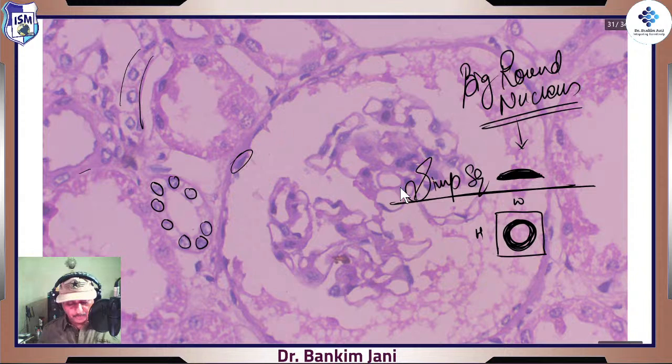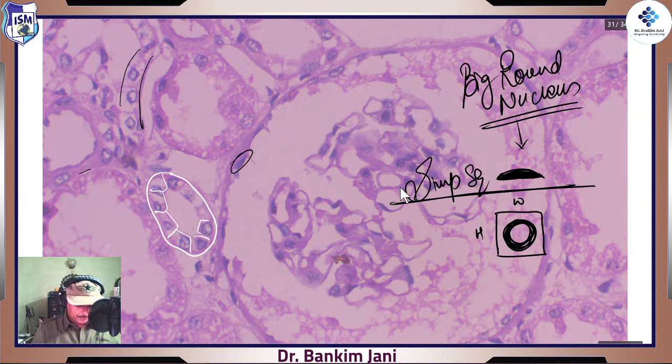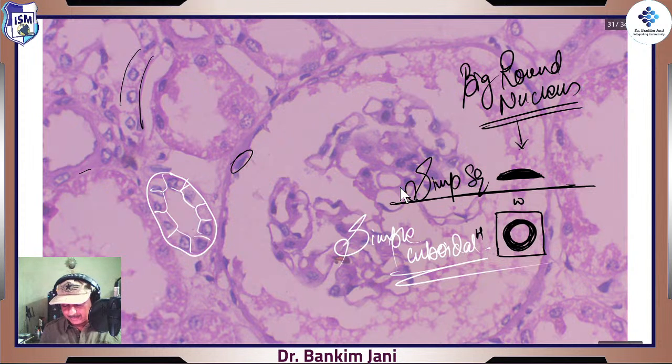So this is cuboidal. And do we see one layer or multiple layers? There is only one layer, right? One layer. This is one cell, second cell, third cell, fourth cell, fifth cell. That's how they are arranged. So just one layer, so easy. We call it simple cuboidal. So you have identified even that also.